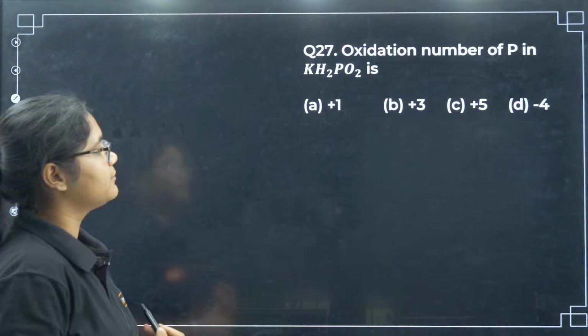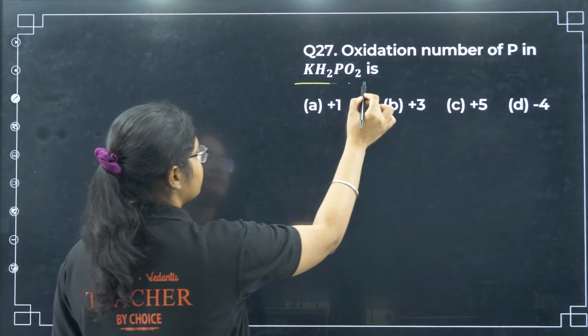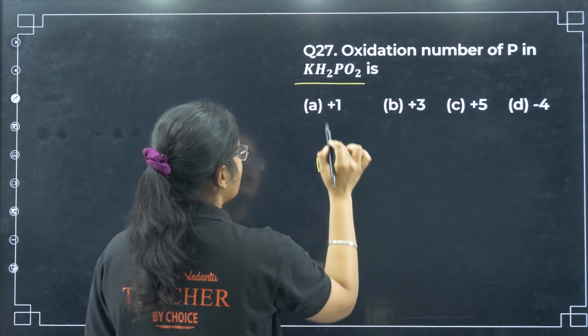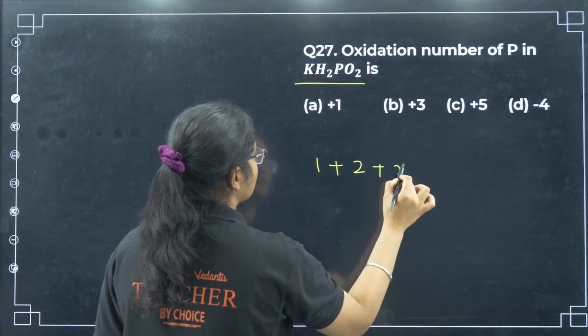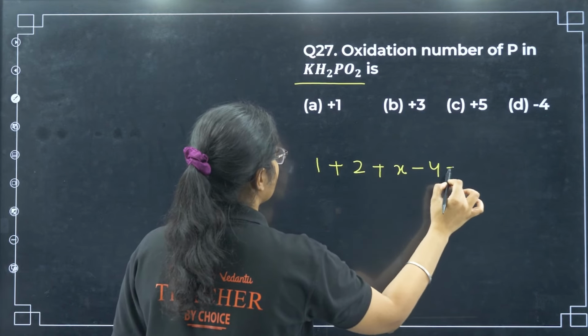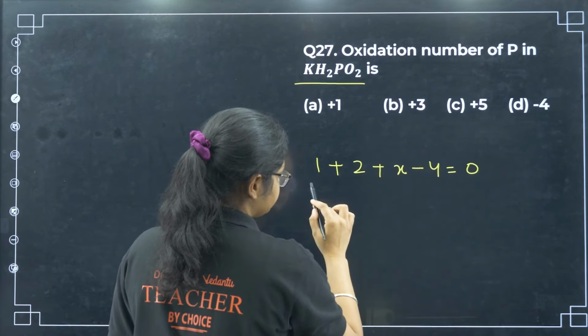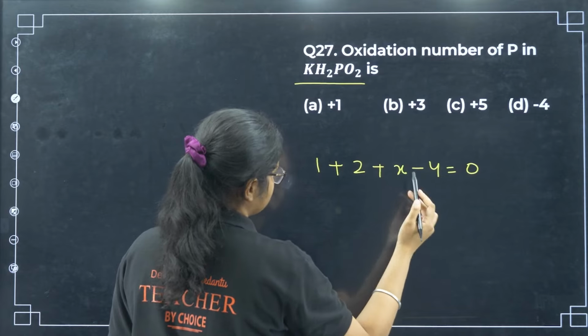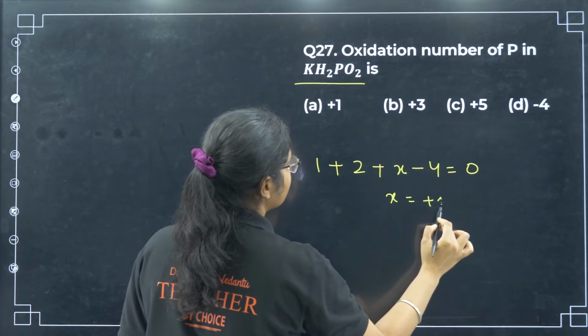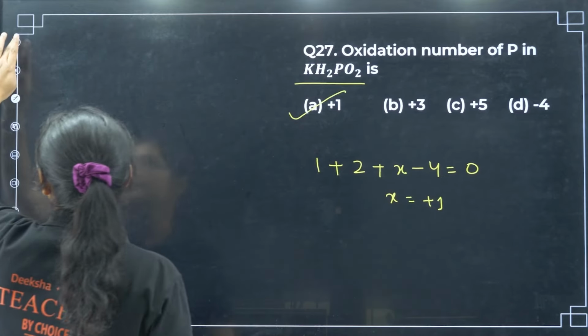Next, oxidation number of P in the given following. So if I have K equal to +1, H +2, P I want to take X, -4 equal to 0. So 3 minus 4 is -1, so X will be equal to +1, that is option number A.